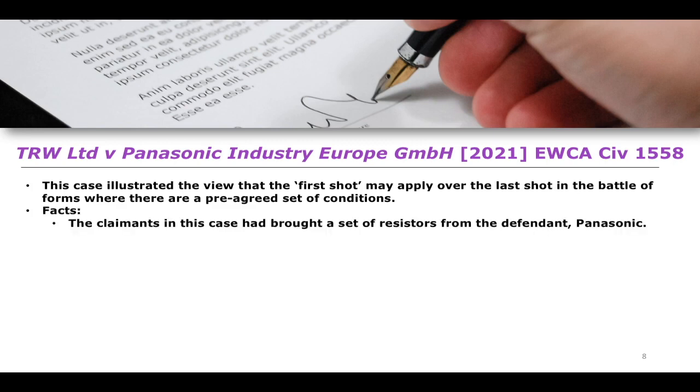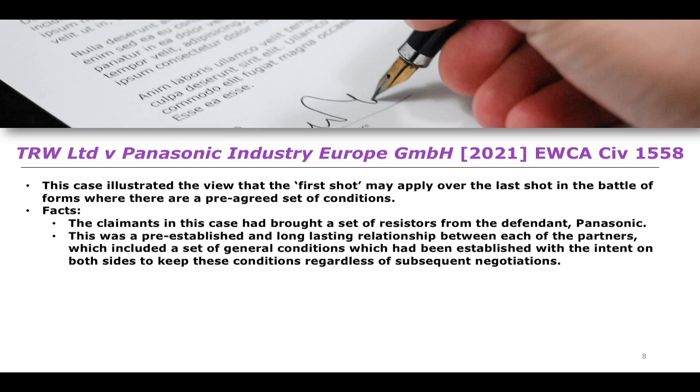So the facts of this case are as follows. The claimants in this case had bought a set of resistors, or at least a batch of resistors, from the defendant, Panasonic. And this was a pre-established and long-lasting relationship between each of the partners, so this wasn't the first time there had been this purchase. And it included a set of general conditions which had been established with the intent on both sides of negotiations to keep these conditions regardless of the subsequent negotiations.